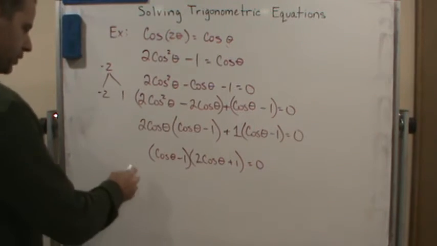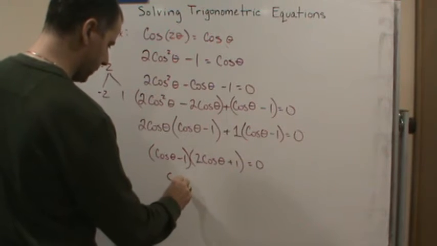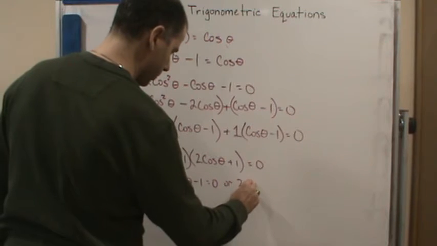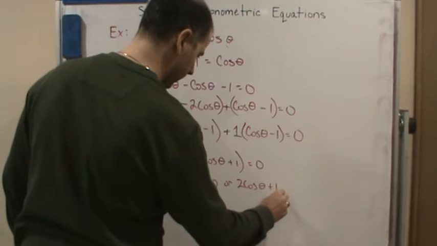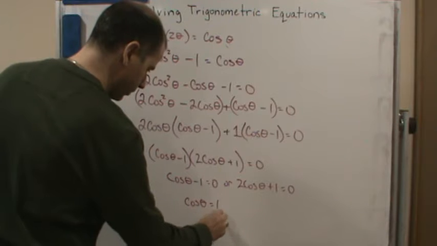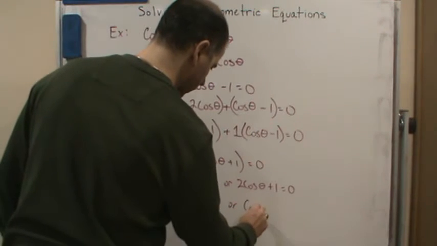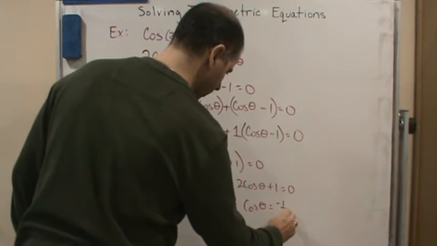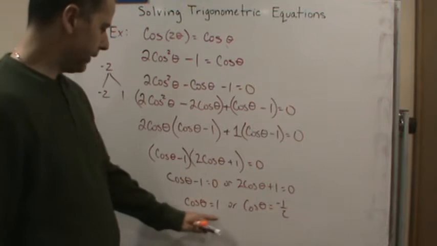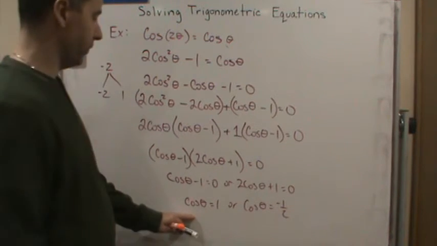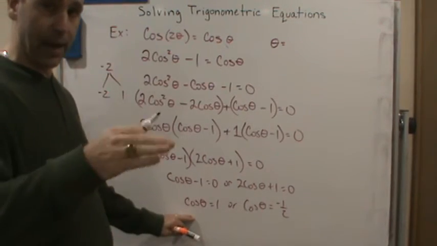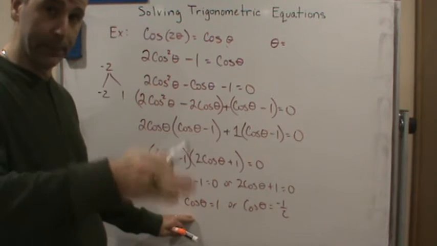And of course, using the zero product principle, cosine theta minus 1 is equal to 0, or 2 cosine theta plus 1 is equal to 0, which tells me that cosine theta is equal to 1, or cosine theta is equal to negative 1/2. Okay, now I can use the unit circle to find what these are. And I'm just going to do from 0 to 2 pi because I just want to find them for one period.